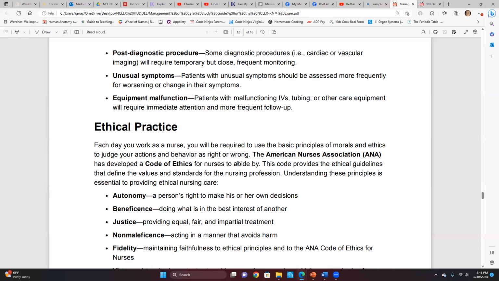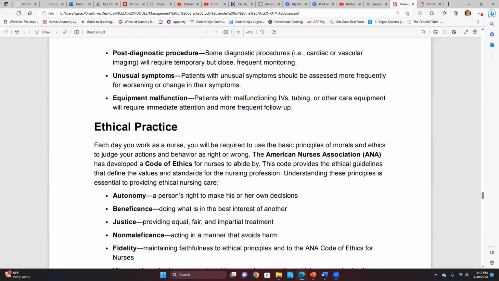Okay, unusual symptoms, again, unexpected findings. These unusual symptoms could also mean that the patient's condition is worsening, right? So we have to think about that. And NCLEX is going to test us. Can we notice by these clinical cues that, hey, your patient is deteriorating, right? Because NCLEX is testing us if we're going to be safe nurses.